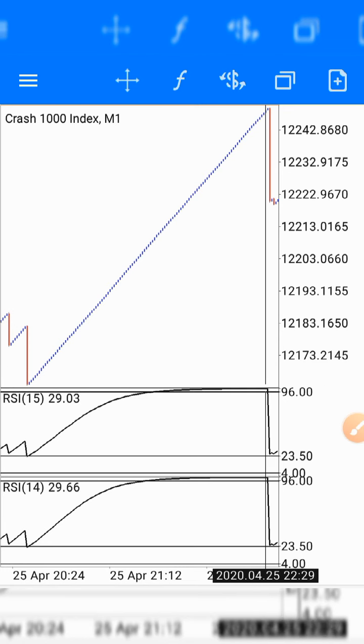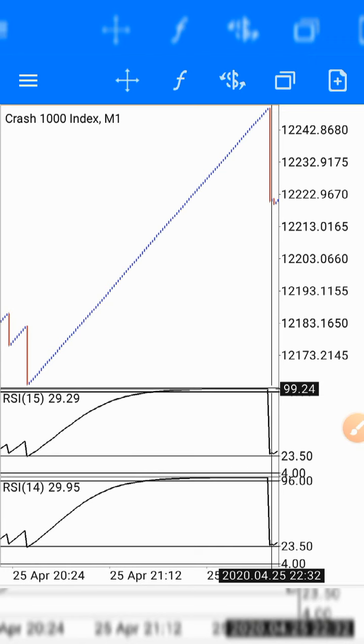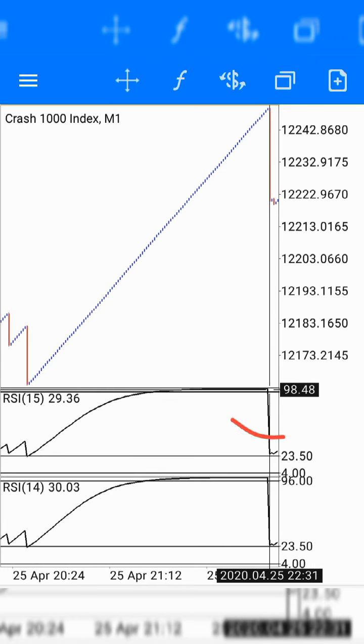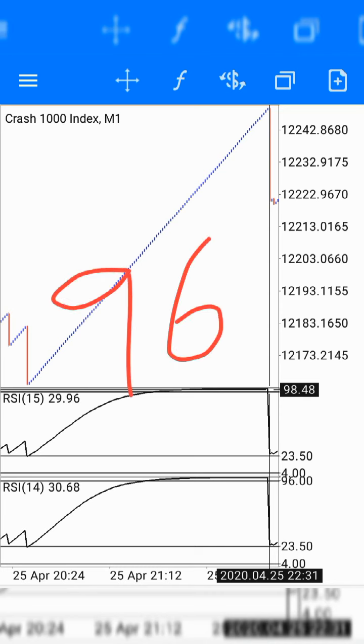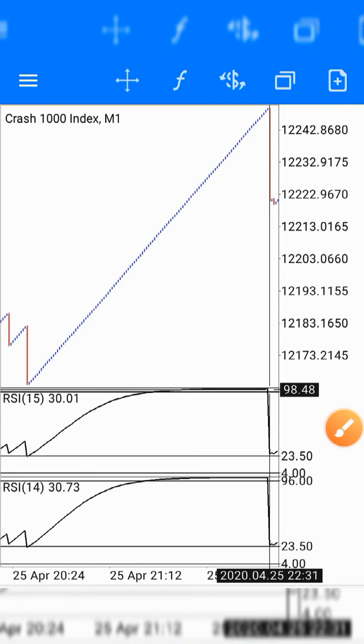And look at this point, RSI 15. Sorry, let me place the crosshair there: 98.48. Look at this point of RSI 15. RSI 14 is just for determining. Once we want to trade for a spike, before entry we have to confirm our first trading level, which is 96. 96 is for Crash 1000 and Crash 500.